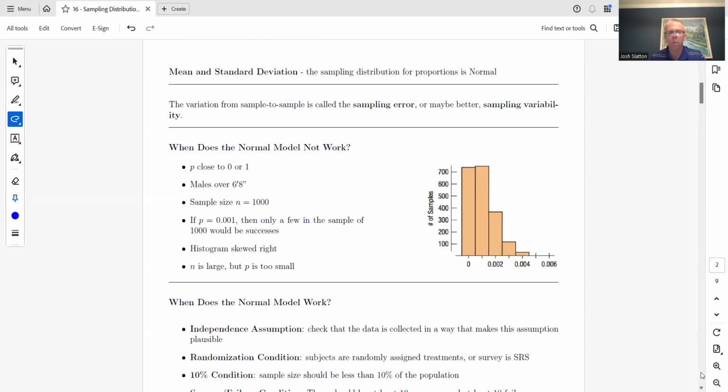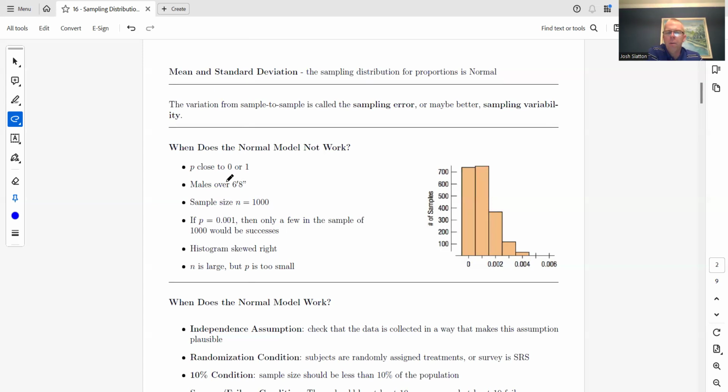So when does the normal model not work? Most of the time it's going to work, and we're not really going to do problems where it doesn't work. So we just need to check if it does. If it does, then we can do the problem. If it doesn't, then we won't worry about it. So when does it not work? So p being close to 0 or close to 1, it doesn't work. And we'll talk about when it does work. We'll see the contradiction here of why it doesn't work.